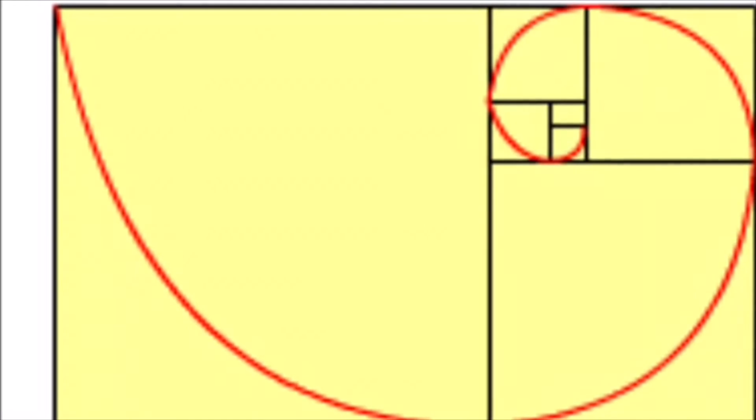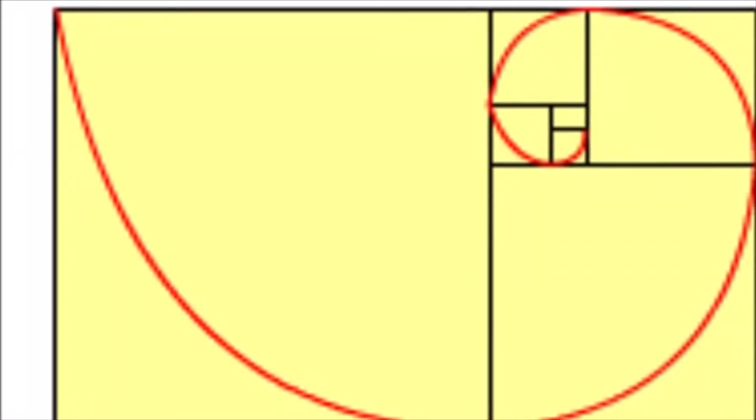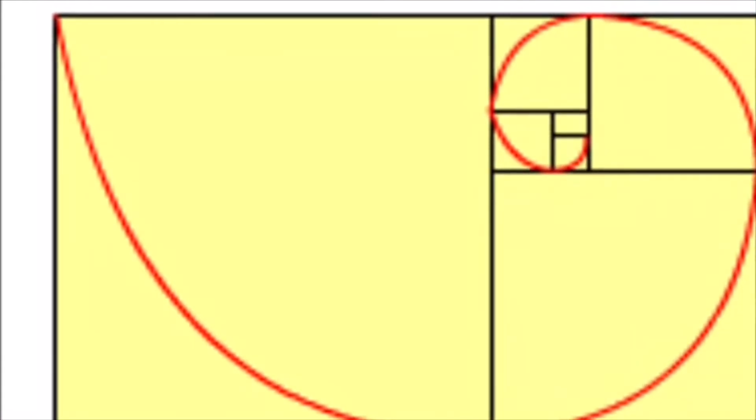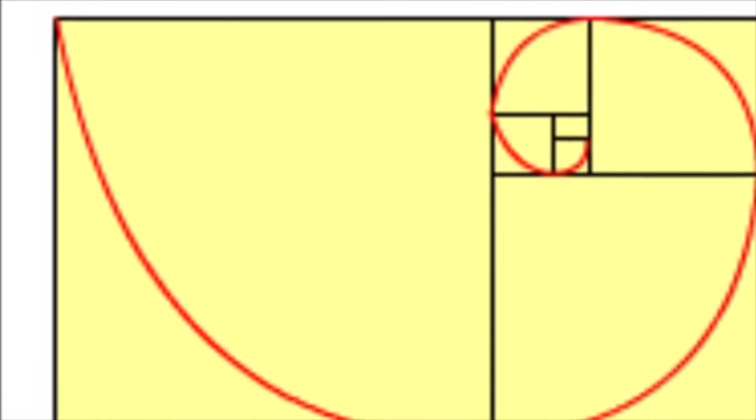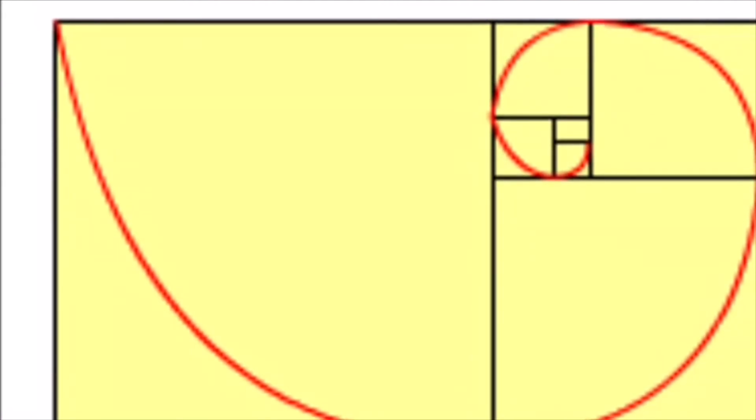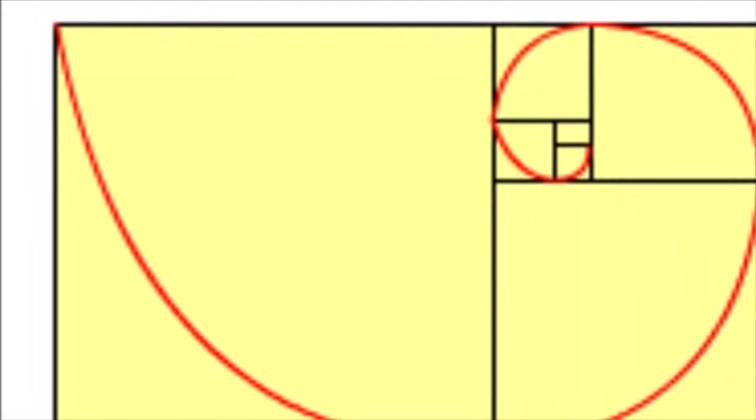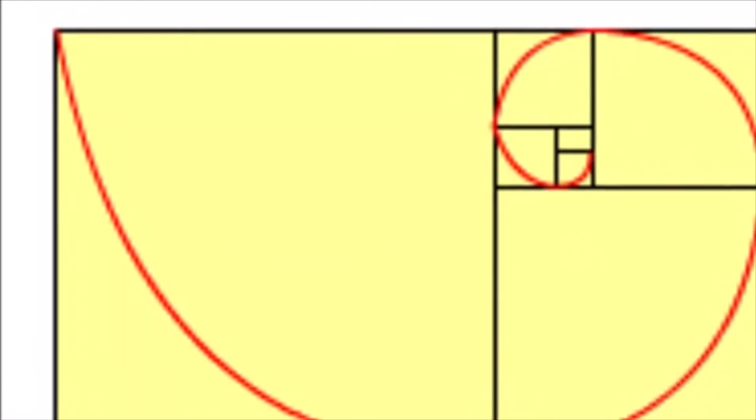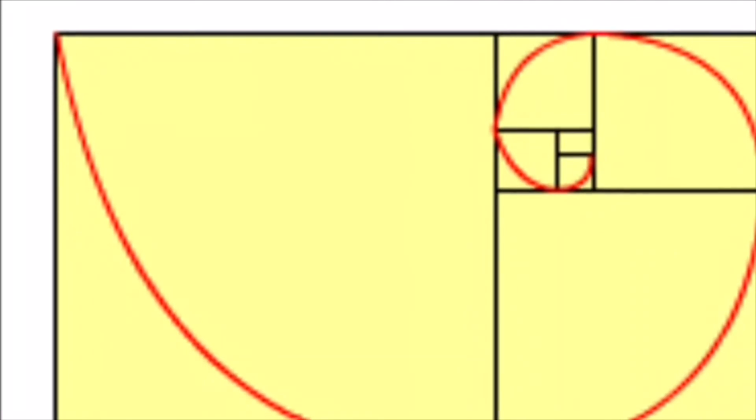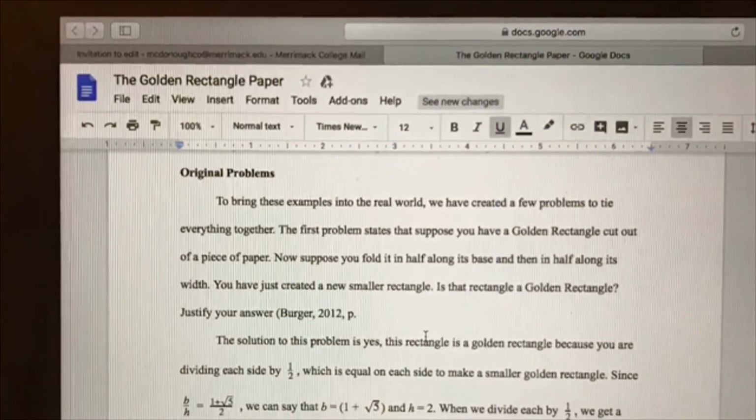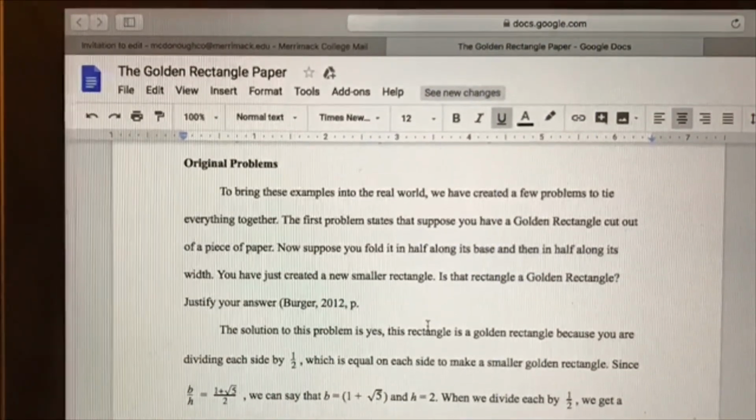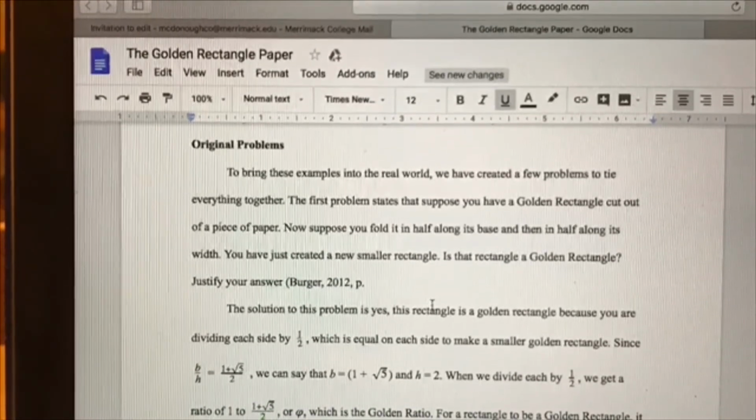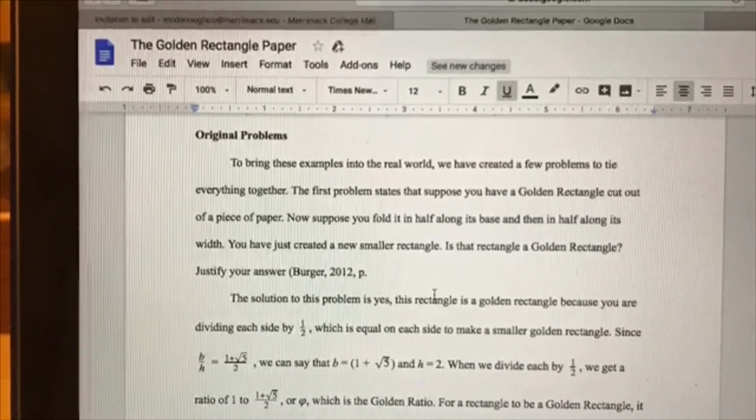The solution to this problem is yes. This rectangle is a golden rectangle because you are dividing each side by half, which is equal on each side, to make a smaller golden rectangle. Since b over h equals 1 plus the square root of 5 over 2, we can say that b equals 1 plus the square root of 5 and h equals 2. When we divide each by a half, we get a ratio of 1 to 1 plus the square root of 5 over 2, or phi, which is the golden ratio. For a rectangle to be a golden rectangle, it must contain the golden ratio in its size.